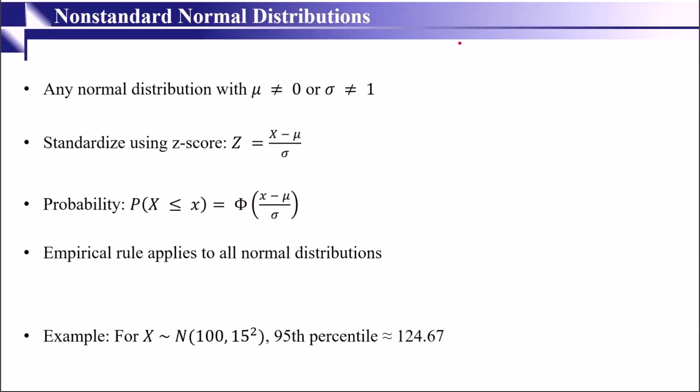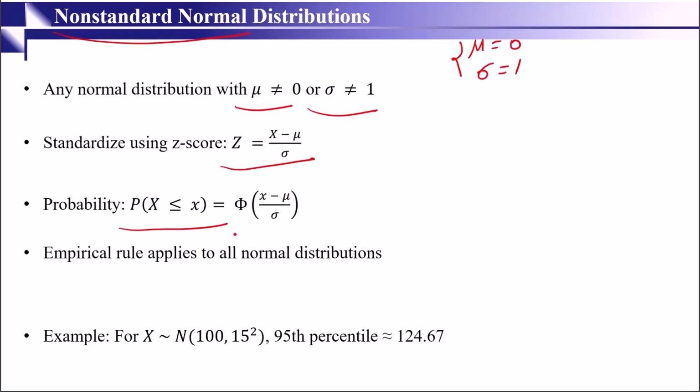We have already defined a standard normal distribution where mu is equal to 0 and sigma is equal to 1. Simply, a non-standard normal distribution is where mu is not equal to 0 and sigma is not equal to 1. To work efficiently with a non-standard normal distribution, we standardize it using the z-score equation: z is equal to x minus mu divided by sigma. Then probabilities for x are computed using the standard normal: the probability of X less than or equal to x is phi of (x minus mu) divided by sigma.